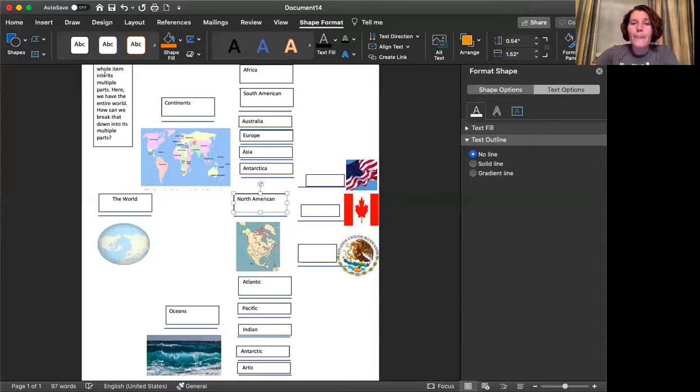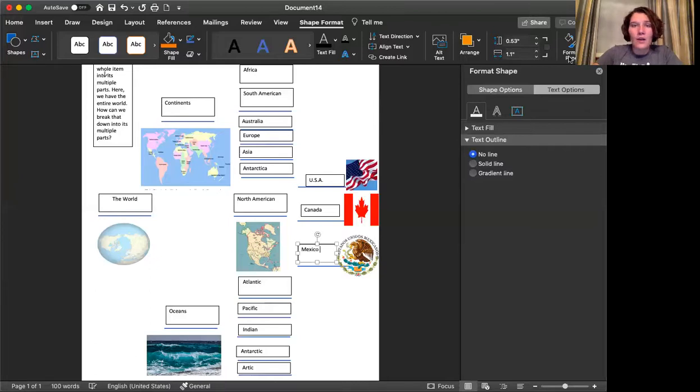Okay, so let's go even further and break down what the countries are that make up the North American continent. And I gave you some cheat sheets right here. So we have the USA. Then maybe you recognize this flag right here. This is Canada. And the last country that is in the North American continent is Mexico.